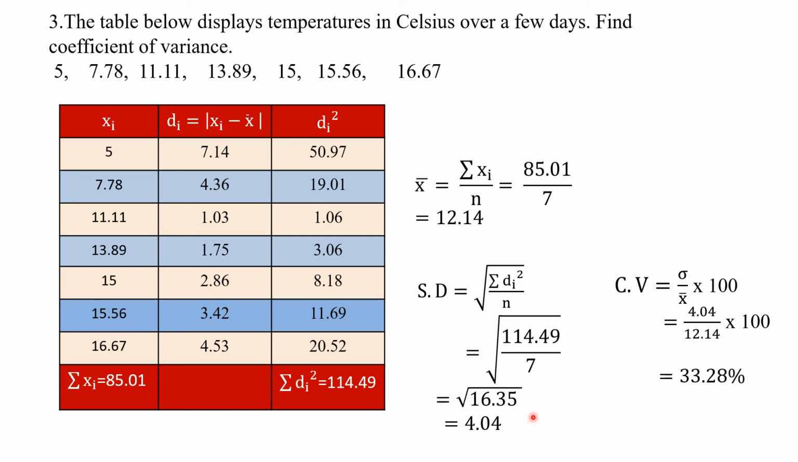Now we have to find coefficient of variance, which is equal to sigma upon x bar into 100. So sigma means standard deviation, it is equal to 4.04 upon x bar, which is 12.14, into 100 gives us 33.28%. I hope students you have understood the procedure to find standard deviation when the raw data is given.